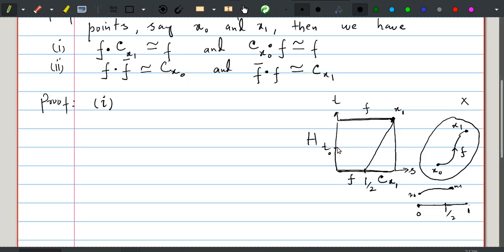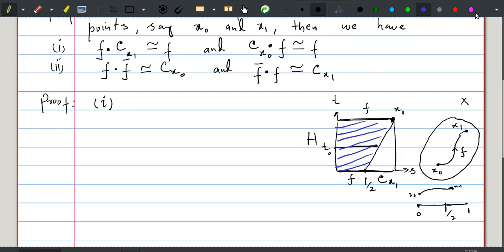So if t is equal to t0, H travels f in this interval, and in this remaining interval it stays at x1 all the time. This blue region is the region where H travels this little f, and this red region is the region in which H stays all the time at x1. So we have to cook up this homotopy.